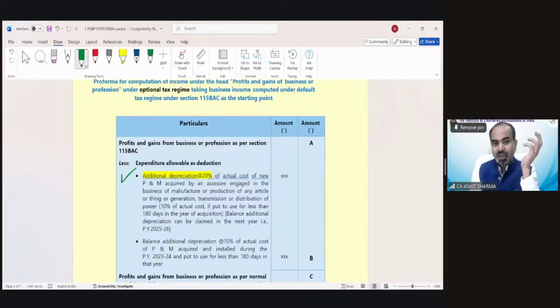We can claim 20%, and the balance 10% of any preceding year we can claim if that asset has been used for less than 180 days in the preceding year. So the balance 10% we can also claim in this year.